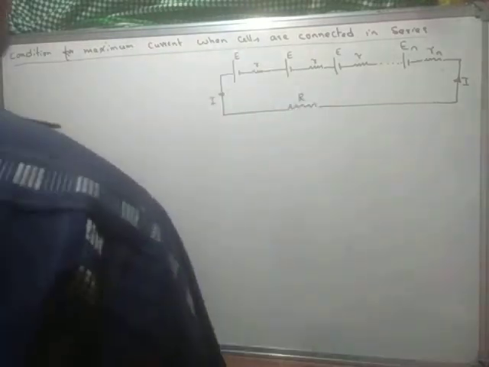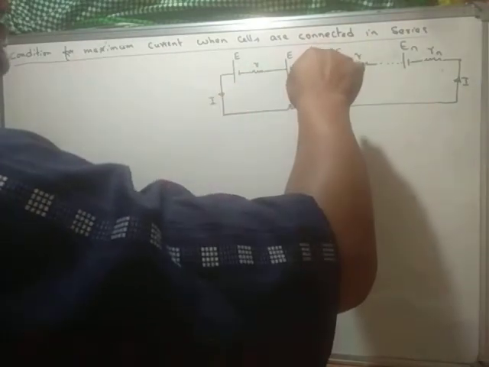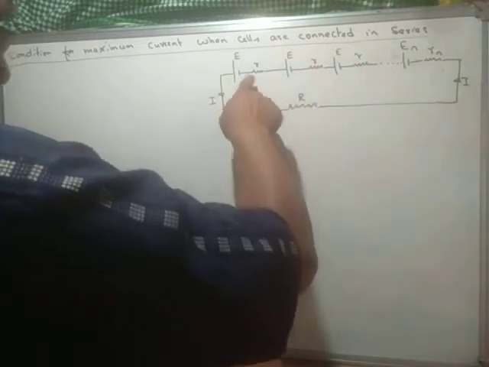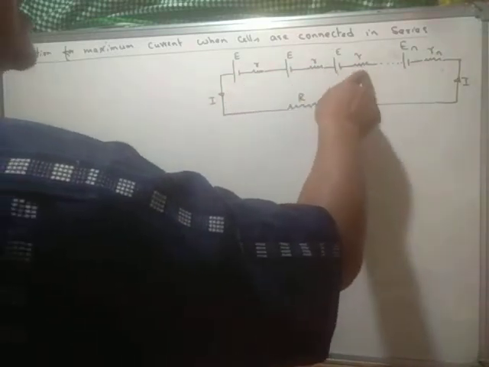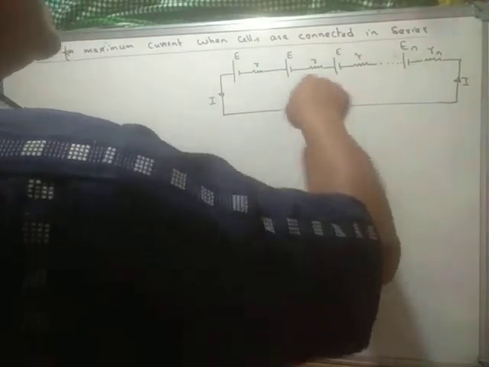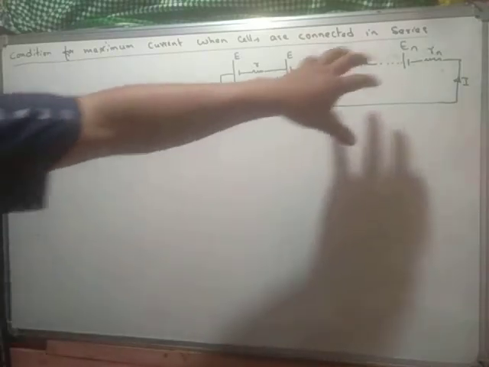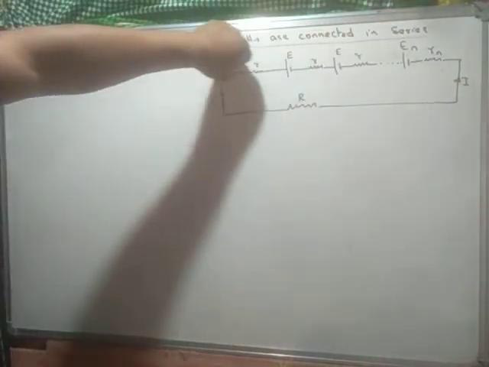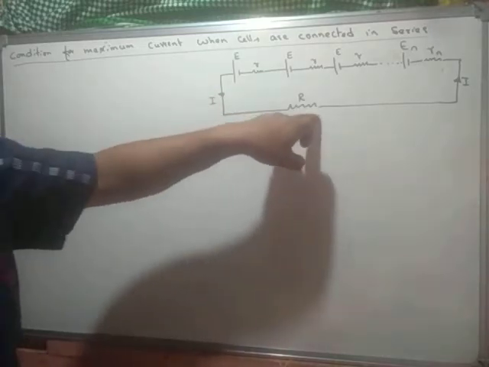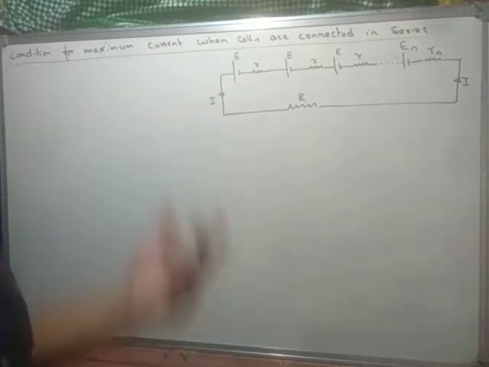So for that we consider, let's say, n number of cells connected in series, and each cell has the same EMF E and the same internal resistance r. Now this combination is connected to an external resistance capital R. Let's say the current which is given out by this combination of cells is I. This I will be flowing through the external resistance R. And now we shall see what is the condition for this I to be maximum.